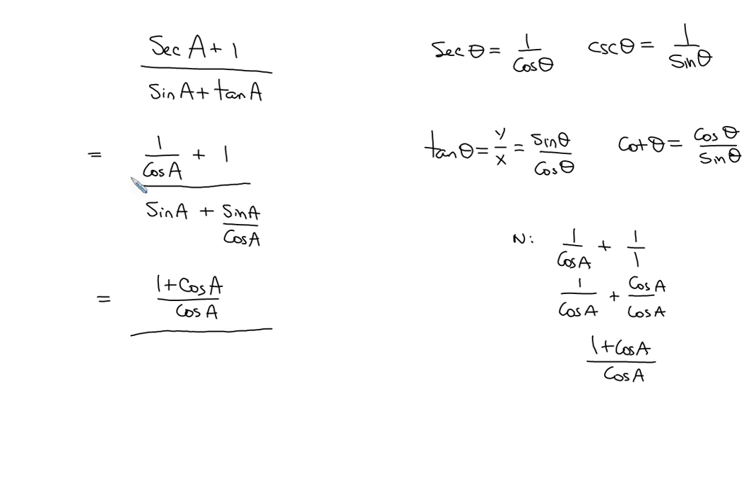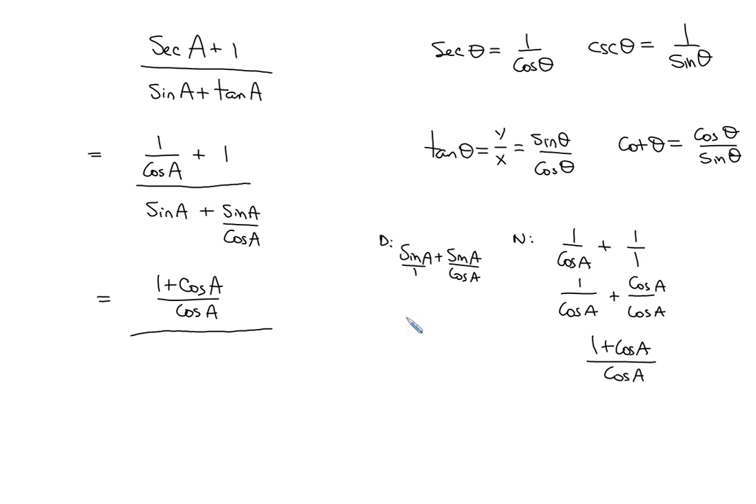Divided by, and make the main fraction bar longer so it stands out. If you make them all the same length, then you're going to kind of get lost as to where that main division bar is. Now we're going to do the same thing with the denominator. The denominator is sine A plus sine A over cosine of A.